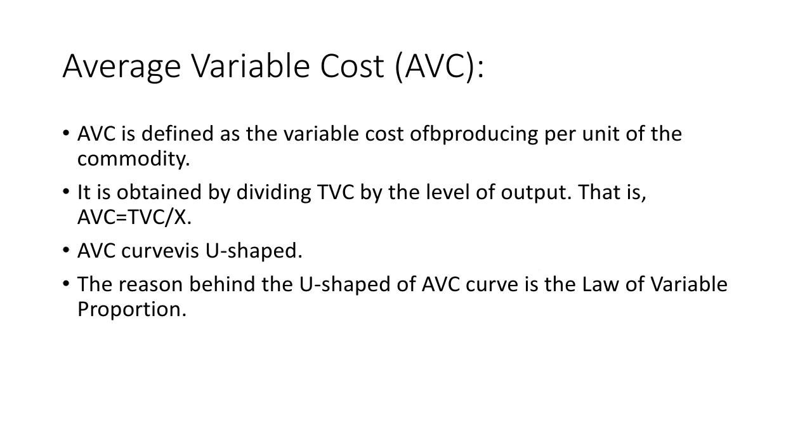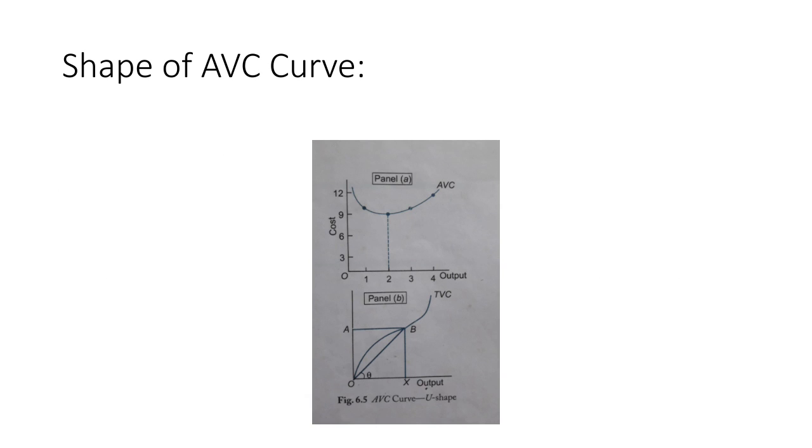Next we will see the average variable cost, that is AVC. AVC, or average variable cost, is defined as the variable cost of producing per unit of the commodity. It is obtained by dividing total variable cost by the level of output, that is AVC equals TVC by X. The AVC curve is U-shaped. The reason behind the U shape of the AVC curve is the law of variable proportions. Here you can see the shape of the AVC curve. It is a U-shaped one. It shows that initially it decreases, and after reaching a minimum point it starts rising.